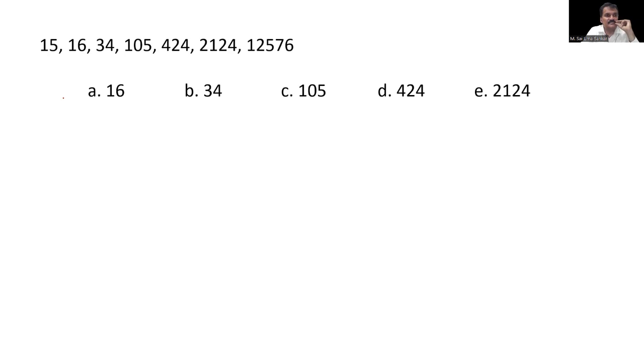Next, 15, 16, 34, 105, 424, 216. So what happened? See, suppose the first two numbers are very near, and the second and third number gap between these two numbers is very huge, then it is little bit difficult. Okay, but nothing to worry. So how to solve this?